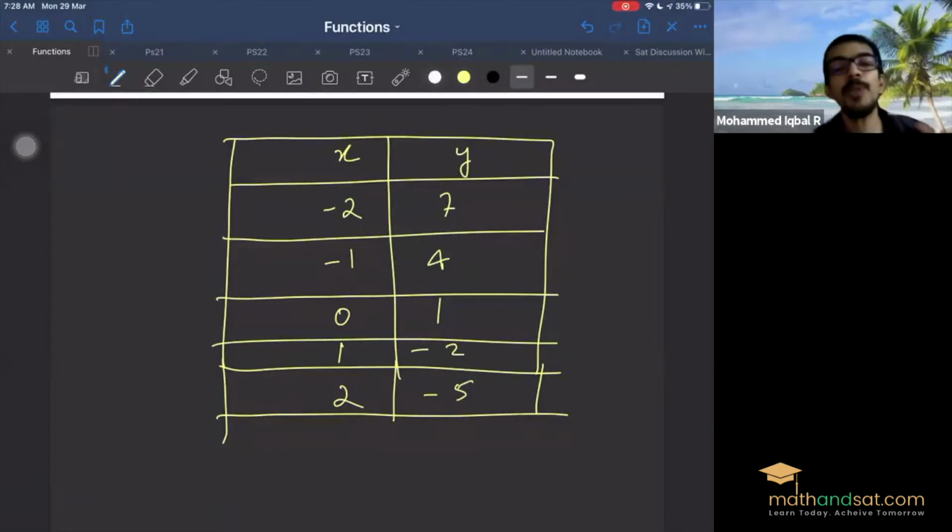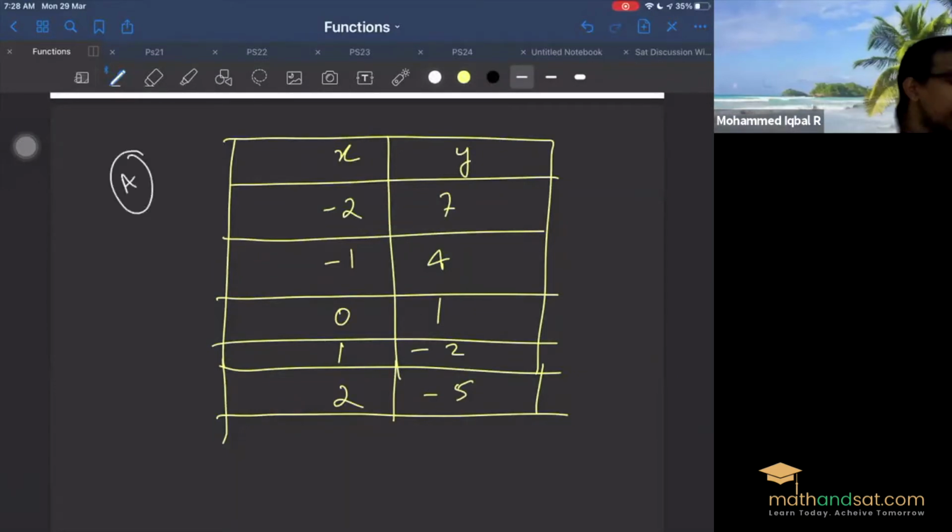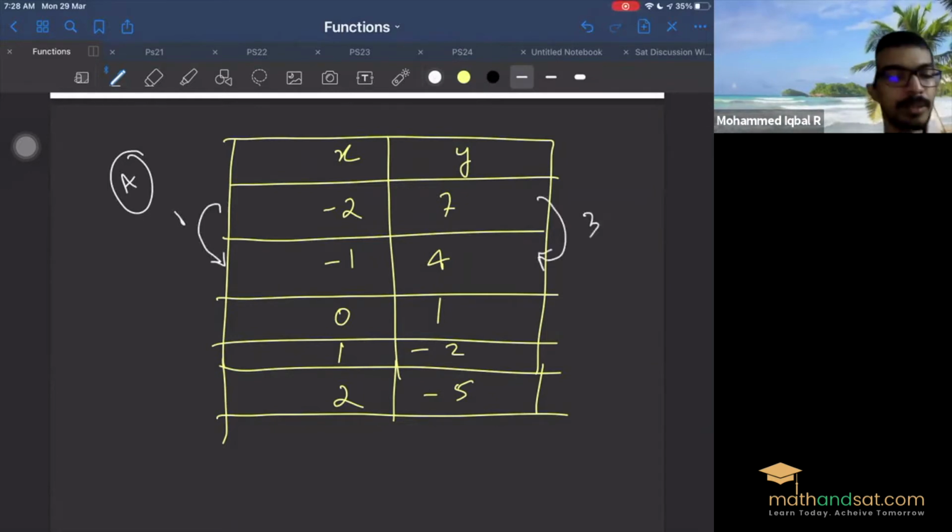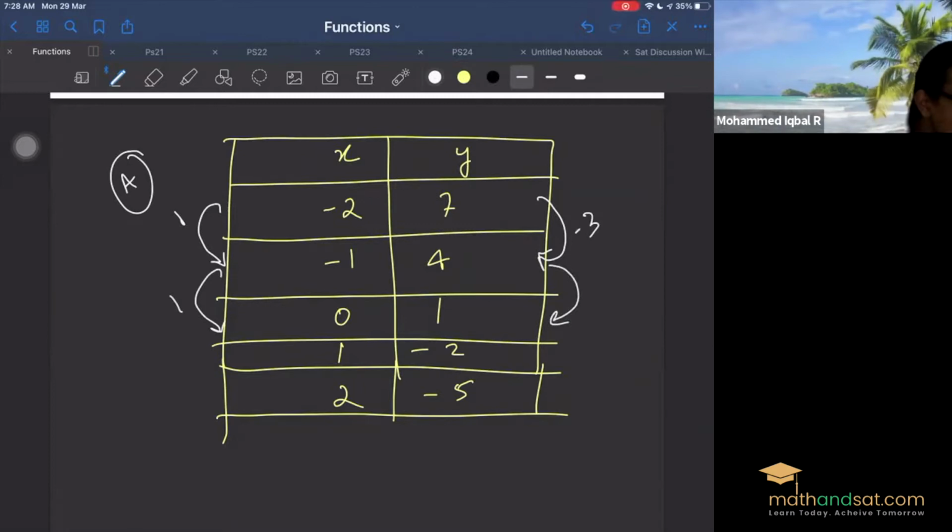Now look at this input-output table. This is option A. When going from -2 to -1, your x value gets increased by 1. Correspondingly, your y value gets increased by 3 here. Here, the x value gets increased by 1. Here, the y value gets increased by -3. I'm sorry, it gets decreased. The y value is decreasing.